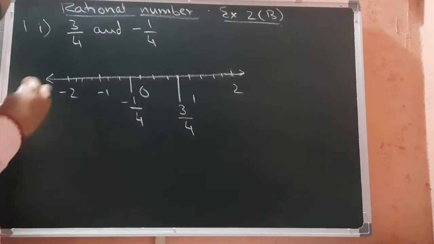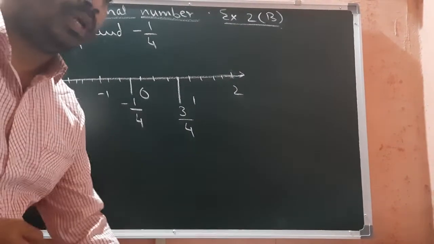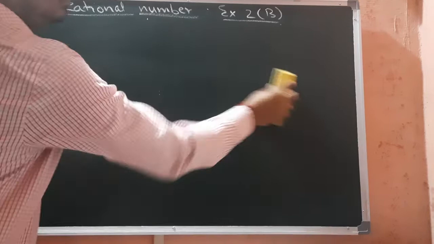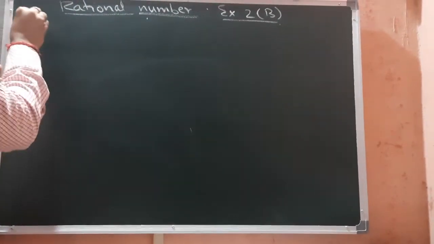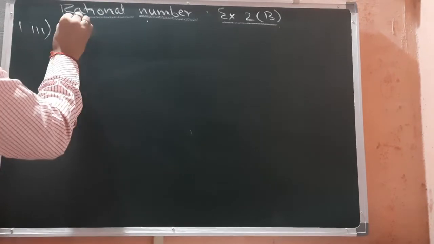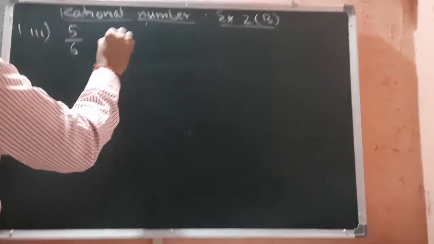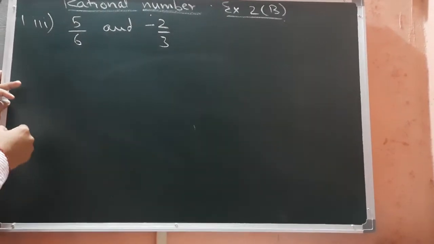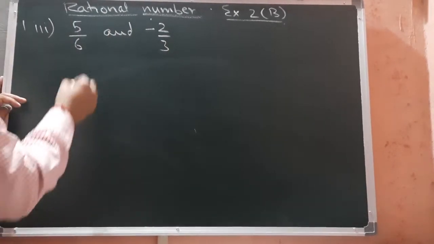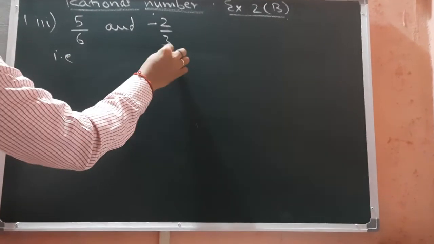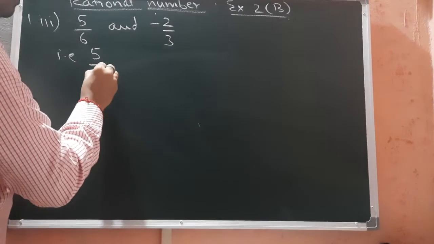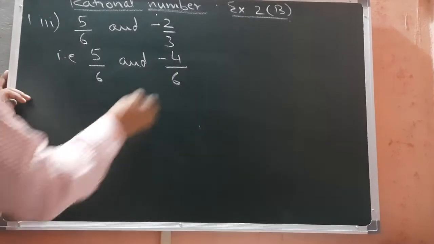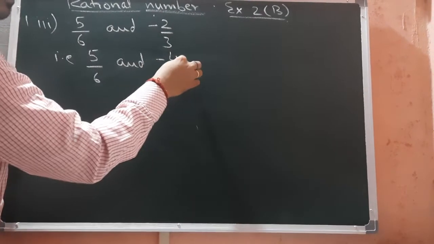Okay. Now, if the denominators of the two rational numbers are not the same, then what do we have to do? See the example. Question: 5 by 6 and minus 2 by 3. First of all, you will make the denominators the same. The LCM of 6 and 3 is 6. So 5 by 6, and multiplying by 2, minus 2 by 3 becomes minus 4 by 6.